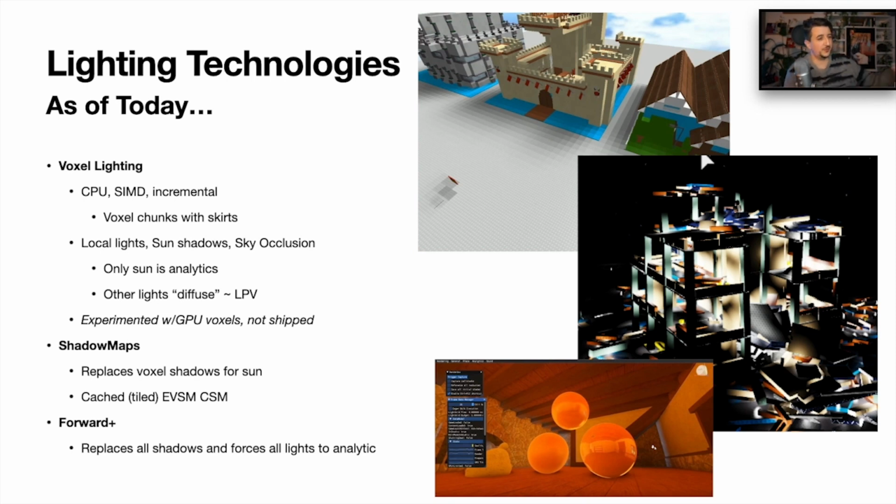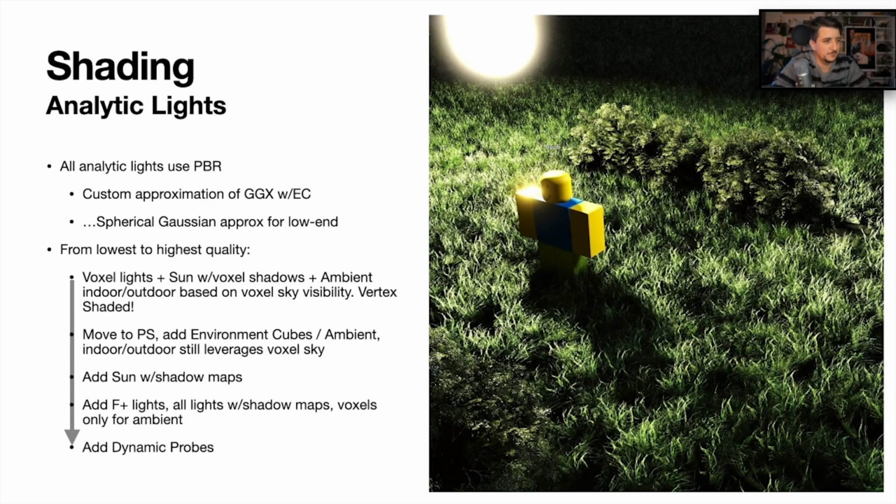And the final level that we have available today is Forward Plus, which leverages the same tiled EVSM infrastructure that we made for the Sun CSM, but now all the lights are analytic, all the lights are shadowed. And the only thing that remains in voxels as of now, if you are on Forward Plus, is the sky occlusion, which is the way that we basically differentiate indoors from outdoors. So all analytic lights use PBR, but you can go from a single analytic light to all analytic lights.